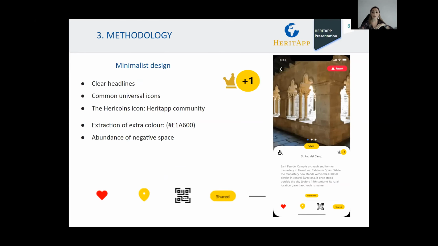Next, I'm going to exemplify the UX design decisions with actual screens from this application. So the first thing we wanted to do was to offer a minimalist design, which we did by applying clear headlines and common universal icons. We want the user to be familiarized with them, so as to make good usage of them. We also created the headlines icon to foster a sense of community. We also implemented an extra color. We created this goldish color, and also an abundance of negative space. This will be one of the heritage site screens.